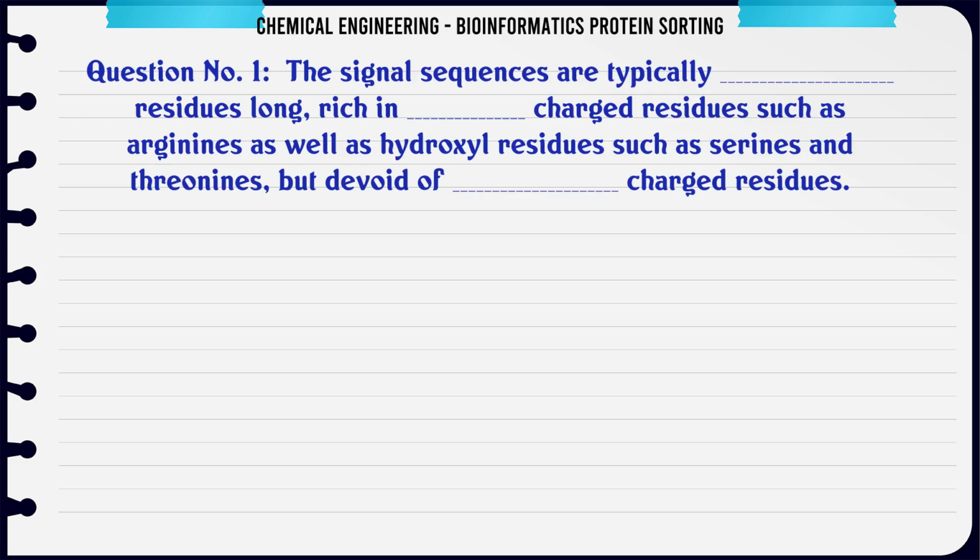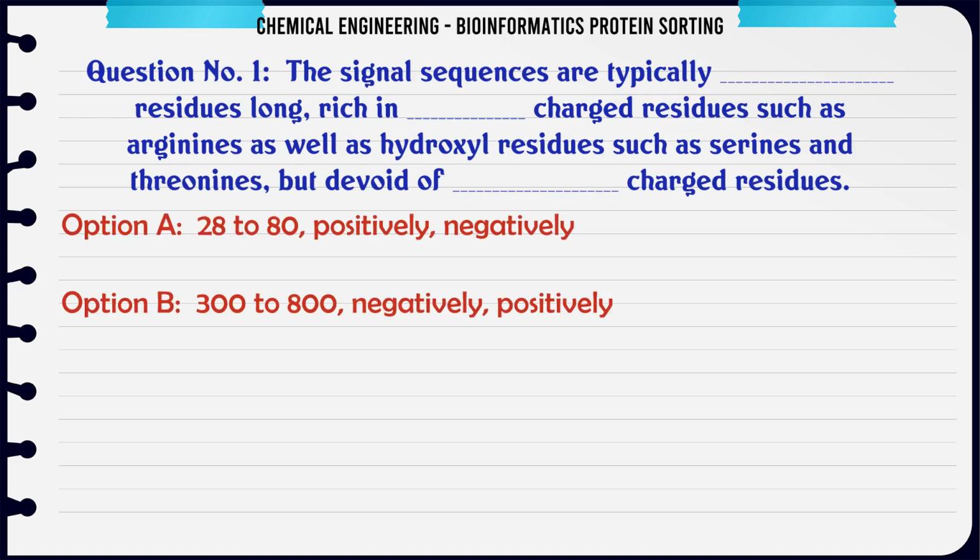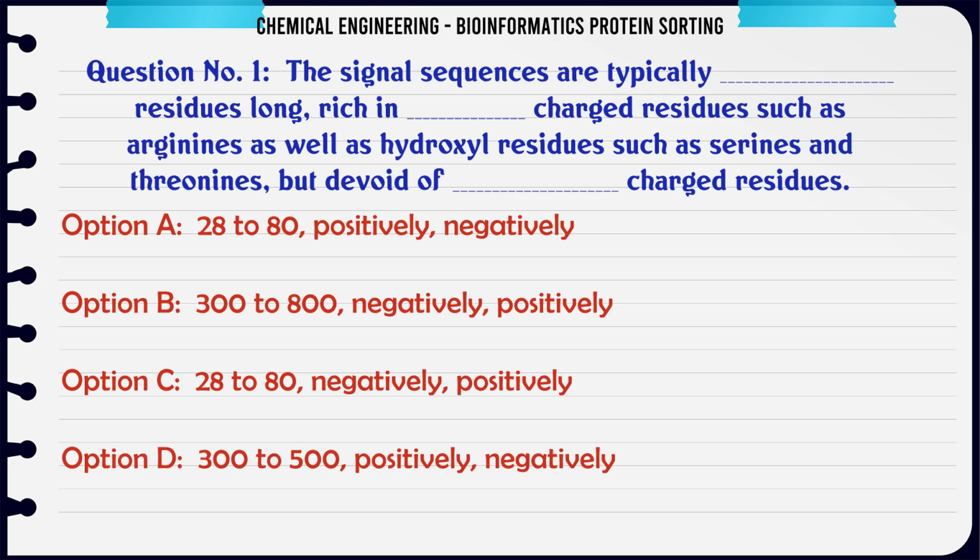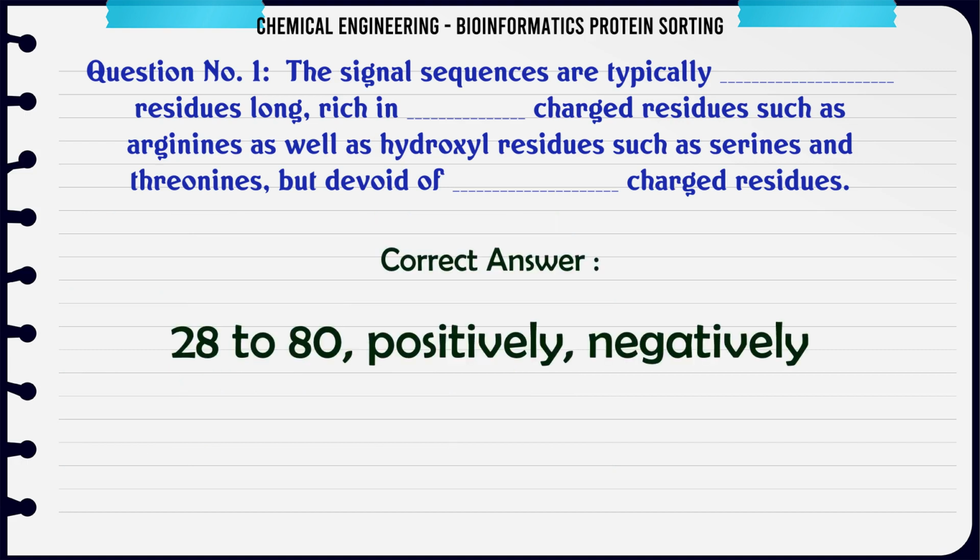The signal sequences are typically residues long, rich in charged residues such as arginines as well as hydroxyl residues such as serines and threonines, but devoid of charged residues. A. 28 to 80, positively, negatively. B. 300 to 800, negatively, positively. C. 28 to 80, negatively, positively. D. 300 to 500, positively, negatively. The correct answer is 28 to 80, positively, negatively.